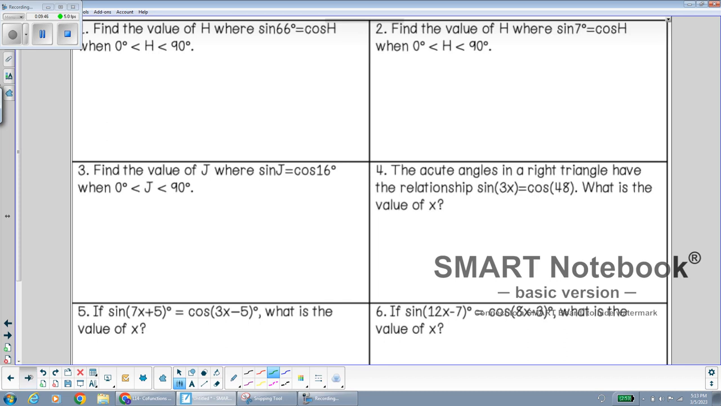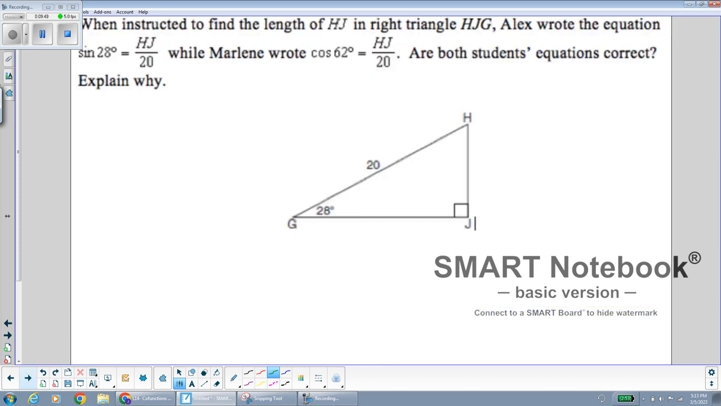Okay, I'm going to skip over to here. When instructed to find the length of HJ in right triangle HJG, Alex wrote the equation sine of 28 degrees equals HJ over 20, while Marlene wrote cosine of 62 degrees is equal to HJ over 20. Are both students' equations correct? Explain why. Take a minute, pause the video, and think about this question. Feel free to draw the diagram on your paper and mark it.